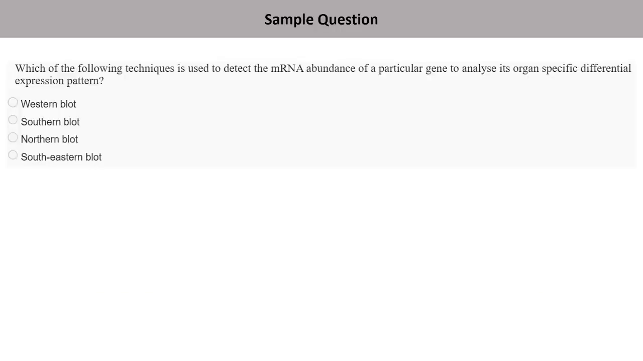Okay, so which of the following techniques is used to detect the mRNA abundance of a particular gene to analyze its organ-specific differential expression pattern? If anybody knows the answer, you're most welcome to tell the answer.